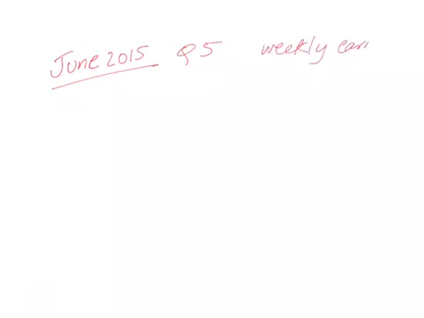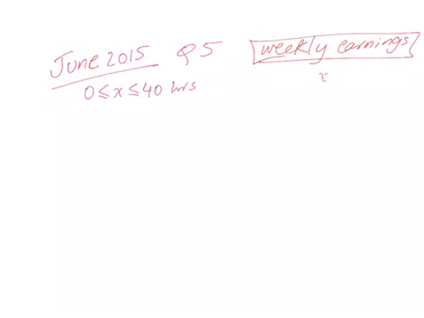All right, so we've got June 2015, question 5. So it's about the weekly earnings of an employee. And there are two cases. One is when you're working between 0 and 40 hours, and when you're working more than 40 hours.